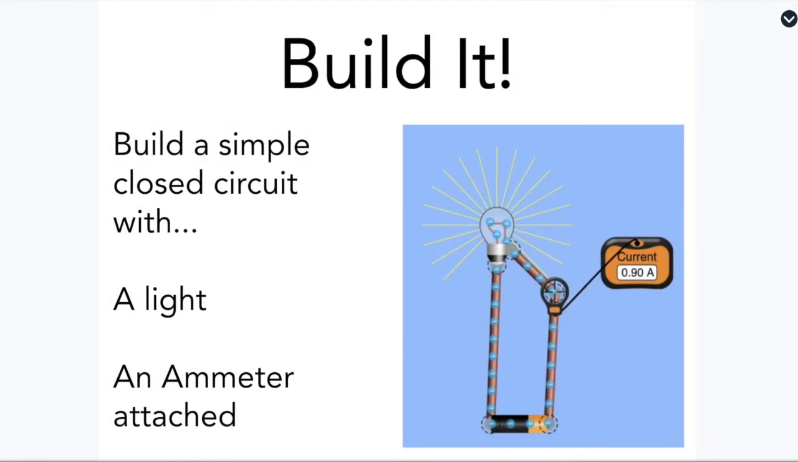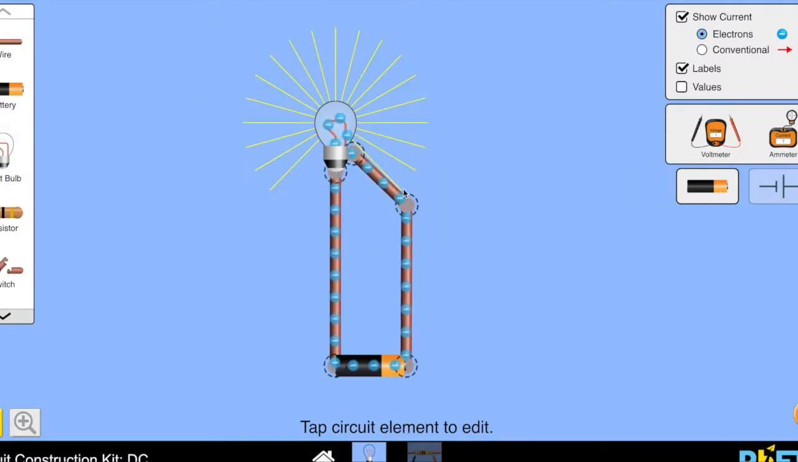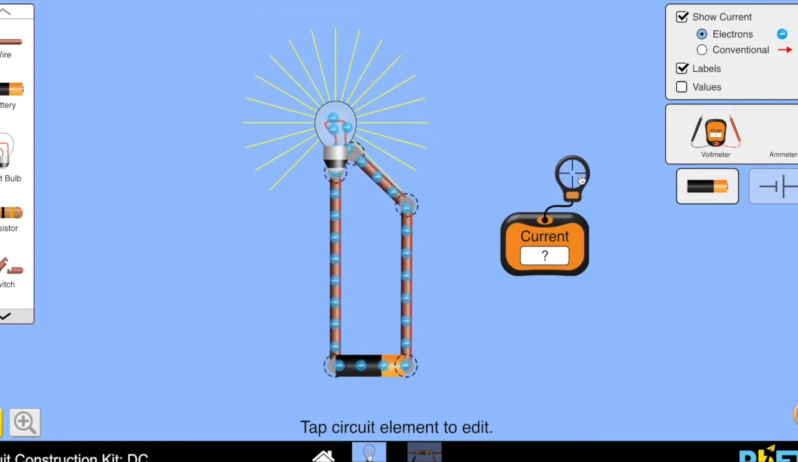All right, so here's what we're going to do. In the PhET simulation, I'd like you to start off by building a simple closed circuit that includes a light and an ammeter. So I have an example of it right here on your Nearpod. I'll go ahead and open it up and you should be able to see this is what I want you to have. You'll see it's lit up here. And then the ammeter is right here, so go ahead and grab that. What you can do is take this little part right here, and if you put it onto the circuit, it'll tell you what the current of the circuit is. So this is basically how I want you to have it set up for now.